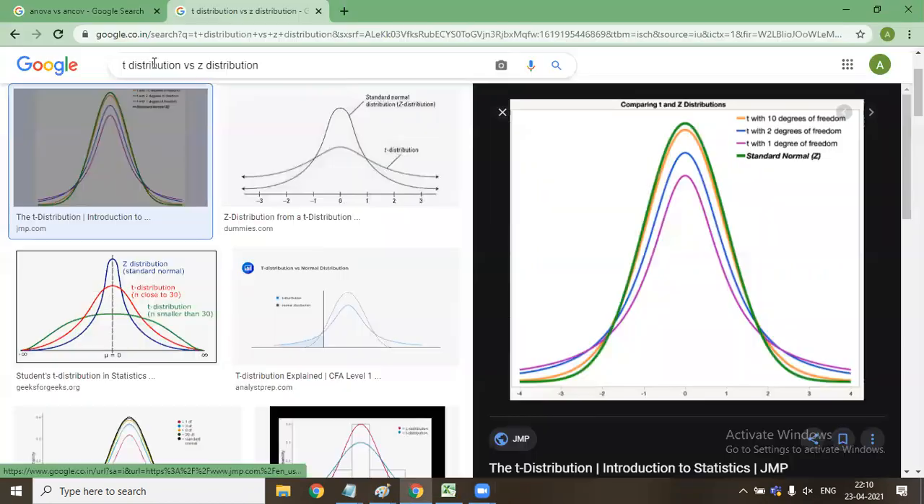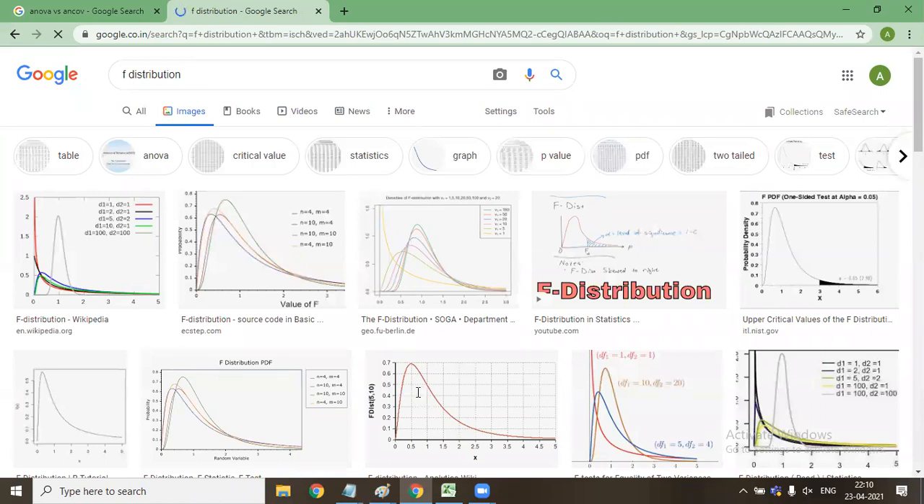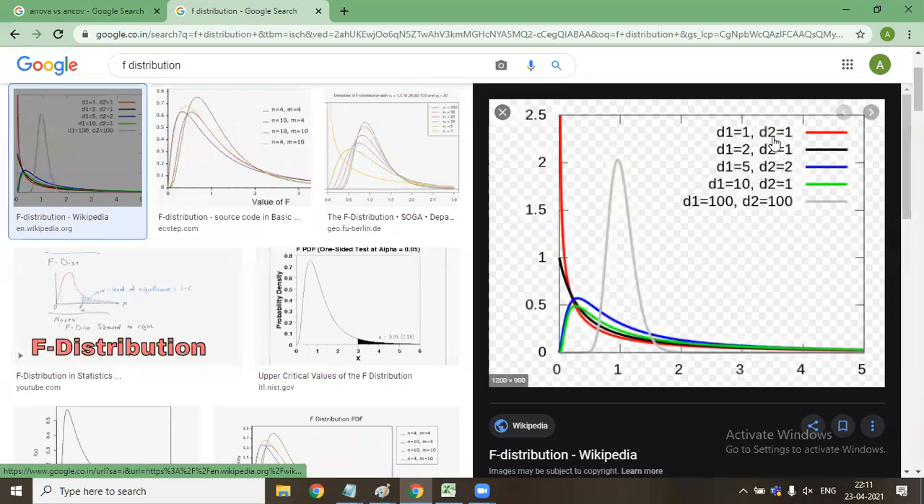This is the way a T distribution looks like. Now the F distribution looks like this. There is some asymmetry. It is a left skew distribution. Sorry, right skew. Right skew. You see.